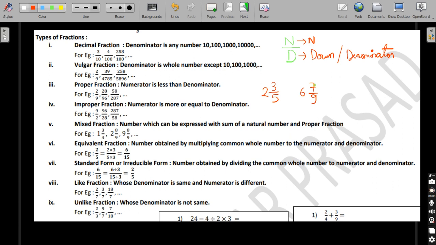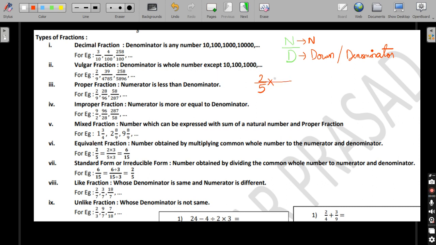After that, equivalent fraction. Equivalent fraction means, for example, 2 by 5 is there. If I wanted to find out the equivalent fraction of any particular number, then I will multiply the same number in the numerator and denominator both, and then we call it an equivalent fraction. For example, as you are able to see on the screen, 2 by 5 is written over there. What I told, if I need to find an equivalent fraction, I will multiply the same number in the numerator and the same number in the denominator.